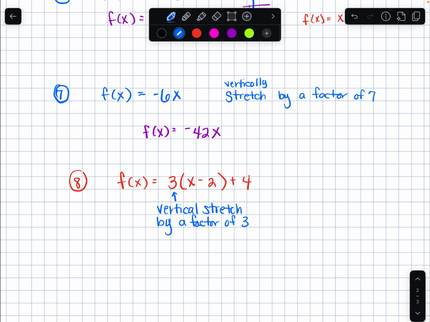Now the 2 and 4 are what's going to move it left, right, up, down. So this minus 2, right? It's inside parentheses. I know that's a horizontal shift. It's the opposite of what it's supposed to be. So this particular graph moves 2 to the right.